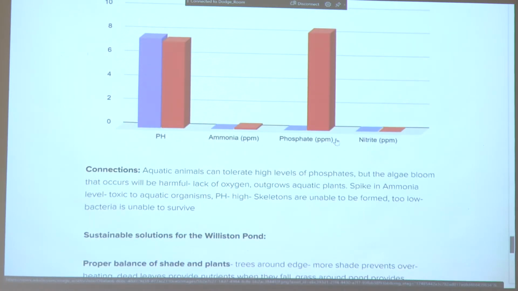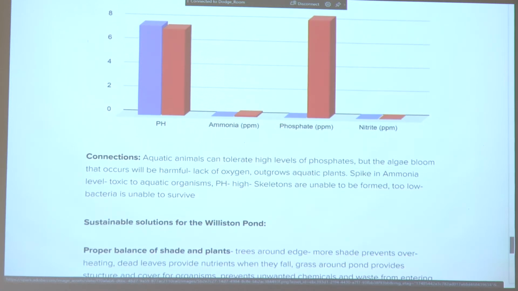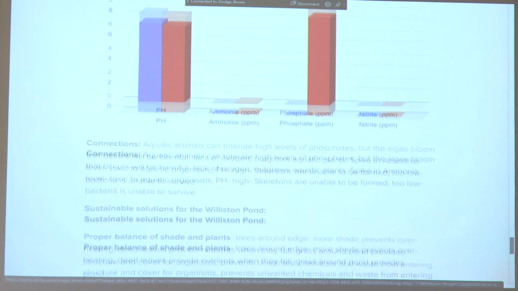Aquatic animals can tolerate high levels of phosphates, but the algae bloom that occurs after will be harmful, and there will be an instant lack of oxygen. Algae can outgrow aquatic plants, and there's also a lack of light coming through to the bottom. A spike in ammonia level would be toxic to aquatic organisms. And if the pH is too high, the skeletons of macroinvertebrates are unable to be formed, and if it's too low, the bacteria are unable to survive.